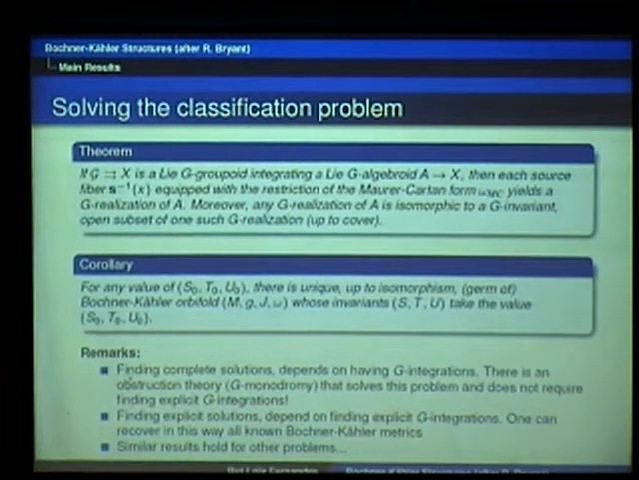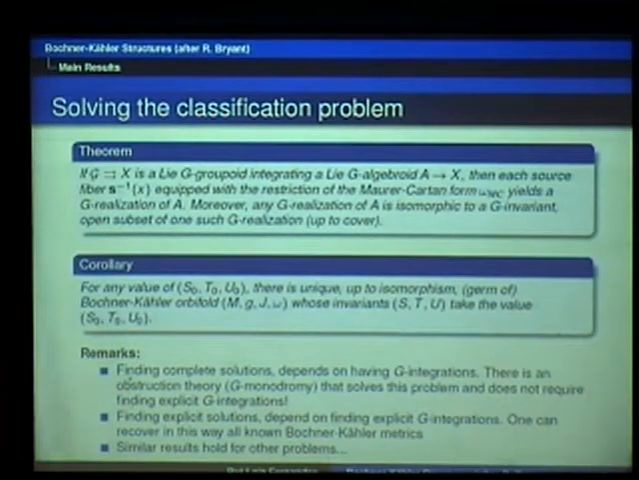Of course, if you don't integrate, you will never find explicit solutions. If you really want to find explicit solutions, you have to find explicit integrations. Now, I'm not claiming that that's easy. However, it turns out that in the case of the Bochner-Kähler metrics, it is possible to find global integrations. But that's a different story, okay?